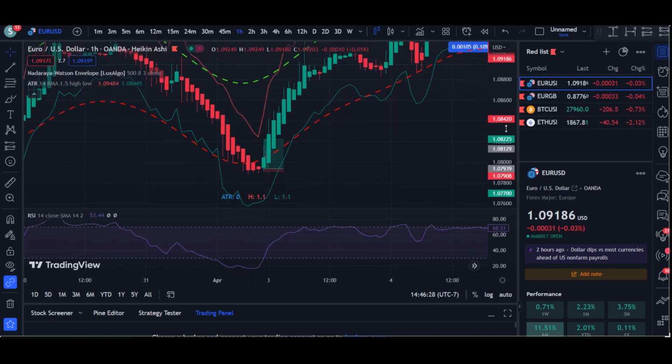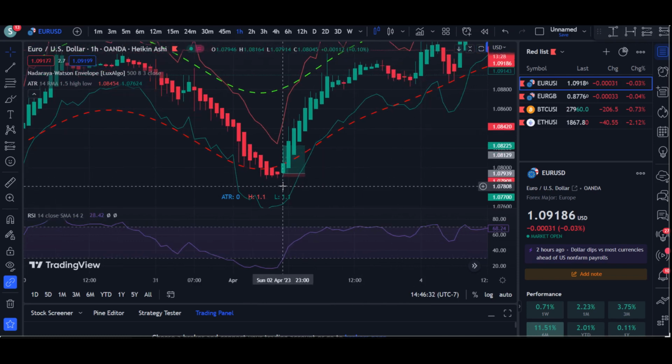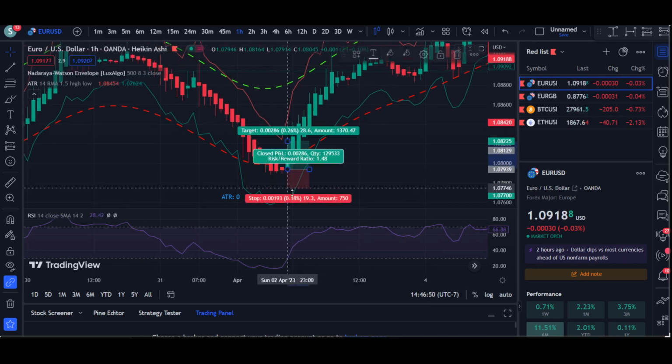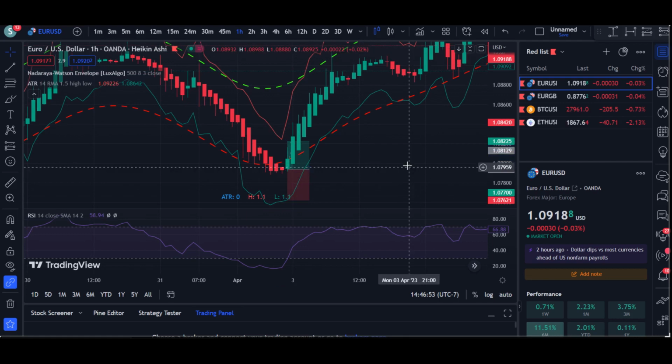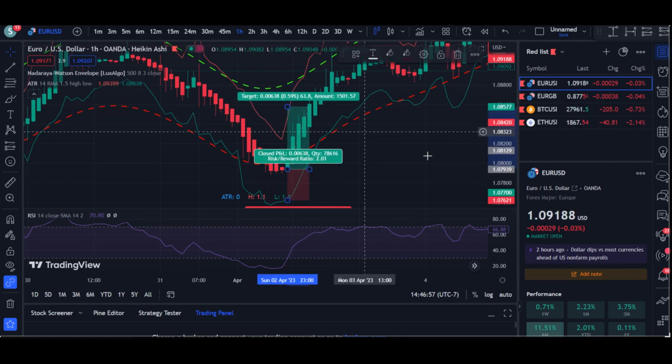As you can see here, the strategy also works for higher time frames such as the 1 hour. Right here, we can see that a green candle is printed. It is outside of the Watson envelope by the red line, and the RSI is below 30. So at this point, we would take our long position. Set the stop loss down to the ATR band and set the risk-reward ratio to 2.